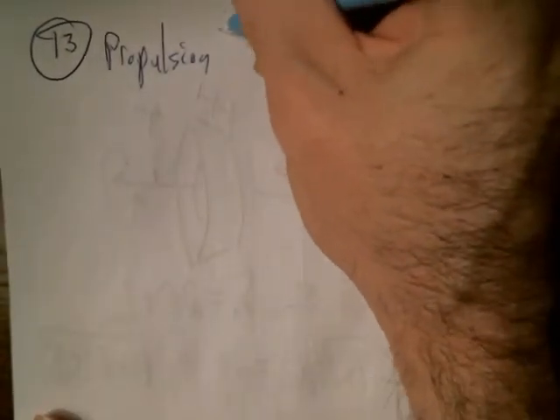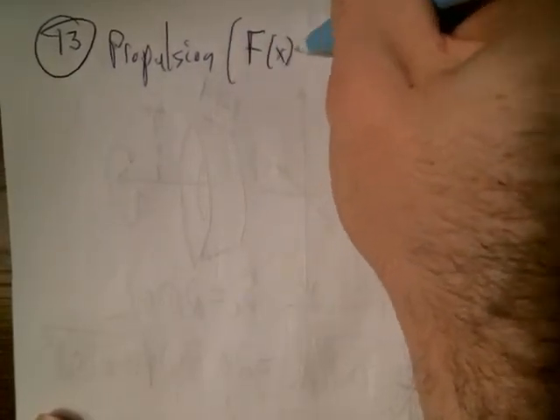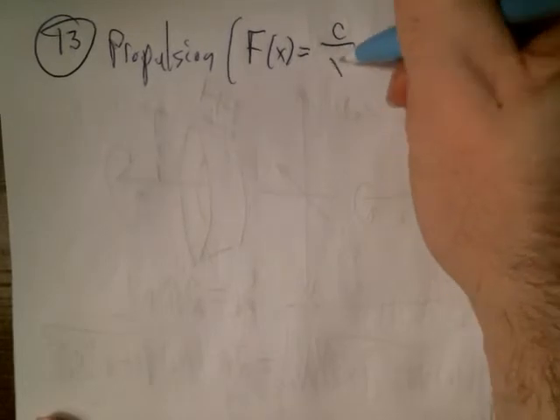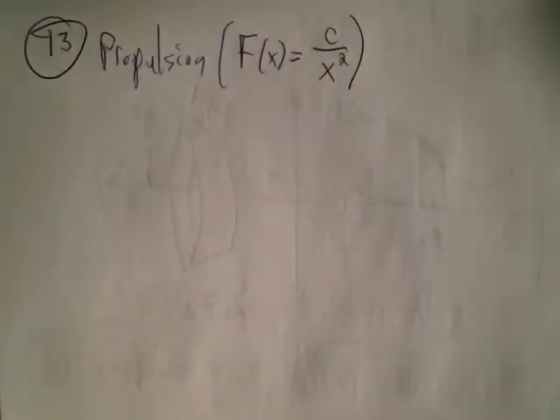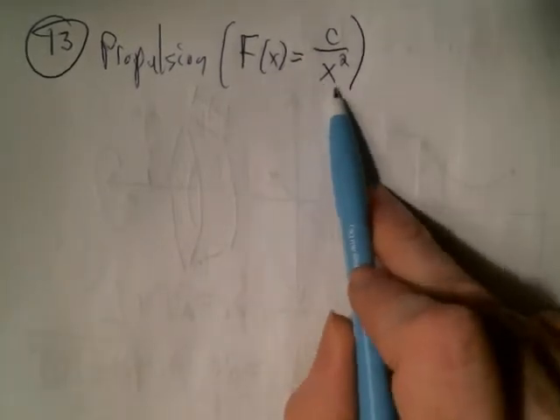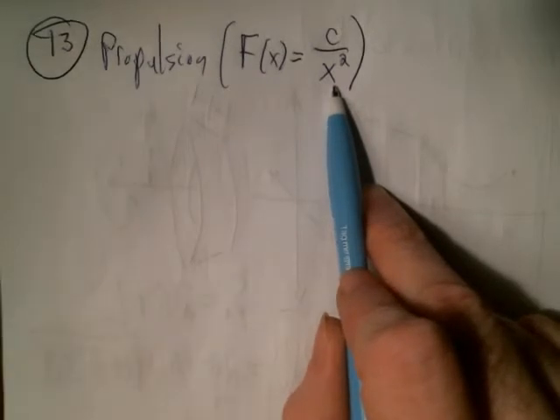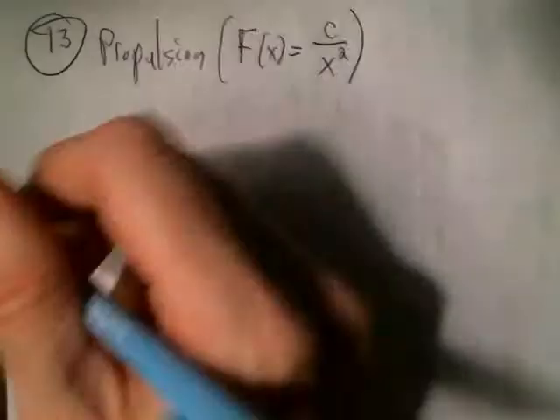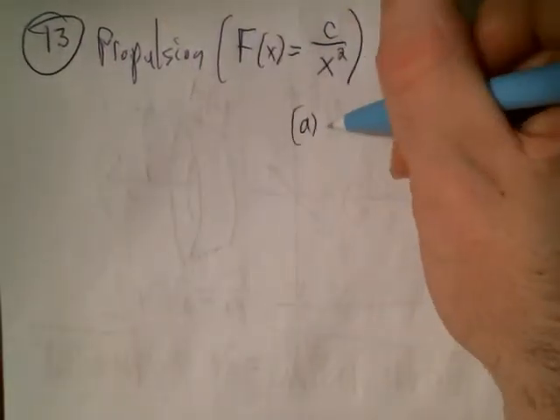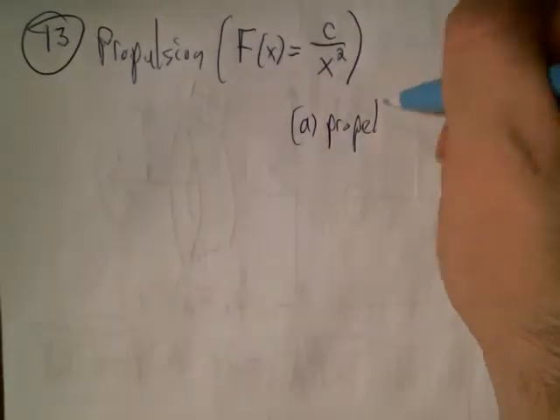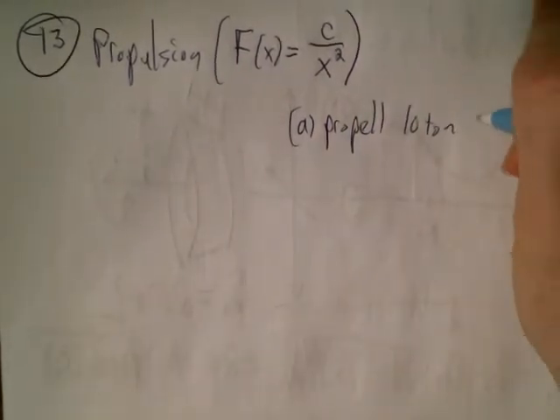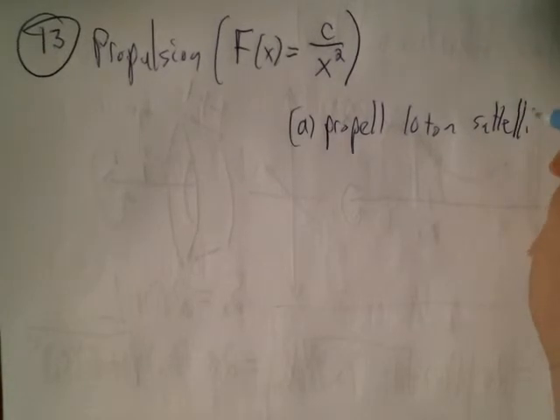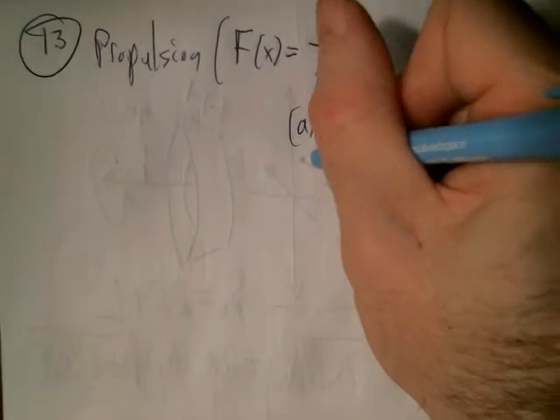So first, propulsion. The force formula they're working with is the force is inversely proportional to the square of the distance of the object from whatever's pulling on it. I guess this seems like a distance formula between two objects. Okay. So anyways, what's going on in this problem? We want to know the work done in propelling a 10-ton satellite 11,000 miles above the Earth.